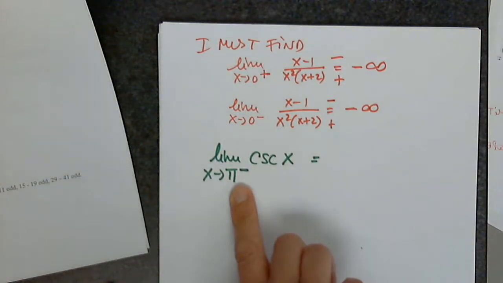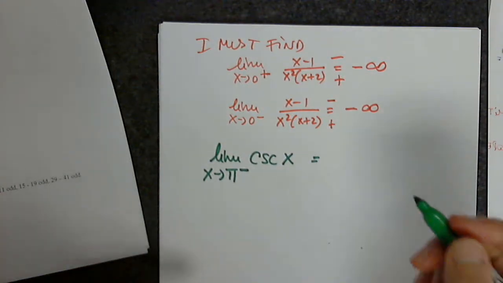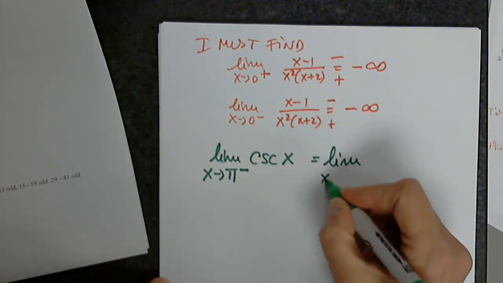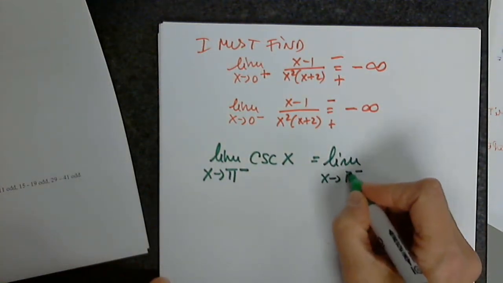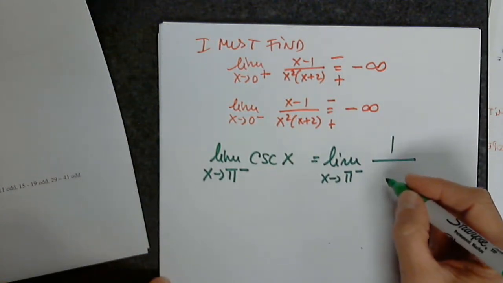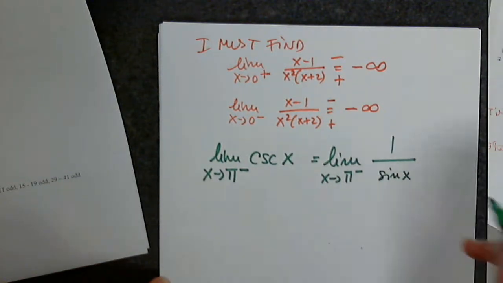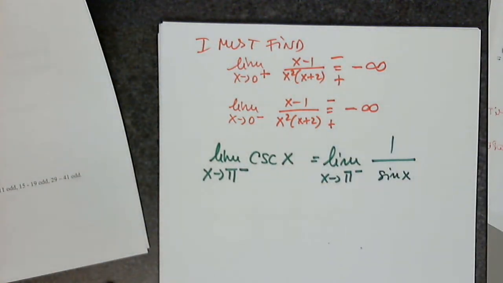This is a one-sided limit. I don't have to worry about the other one. But I have to remember what cosecant is. Anyone remembers a ratio that represents cosecant? It starts with C, so it must be 1 over... If it starts with C, it must be sine. Very good. Perfect. Okay, so I plug in pi.